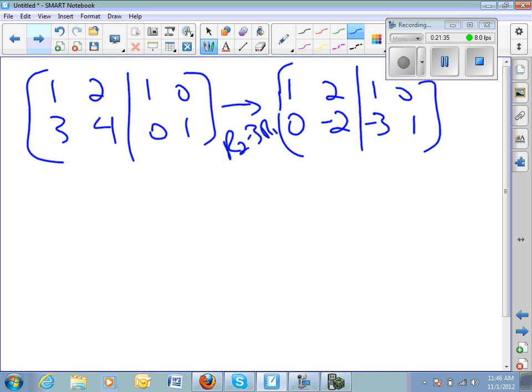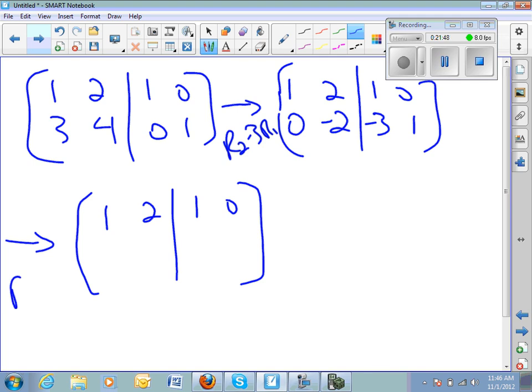All right, and then what's next? And then you're going to take row 2 divided by negative 2. Good. So 1, 2, 1, 0, row 2 divided by negative 2. So 0, 1, 1.5, and negative 0.5. Check me, please. Easy to make a mistake.